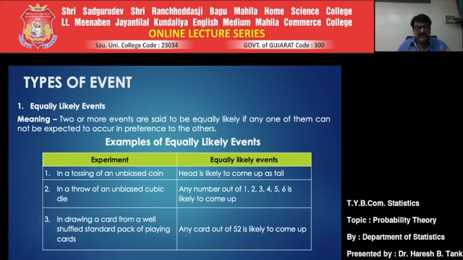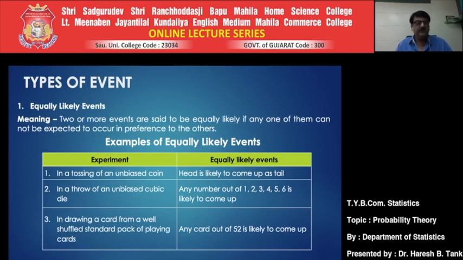Now, these events can be classified. Classified in the sense that there are some specific events. Certain events are called equally likely events. As the word suggests itself, equally likely. Now let us define it. Two or more events are said to be equally likely if any one of them cannot be expected to occur in preference to the others.